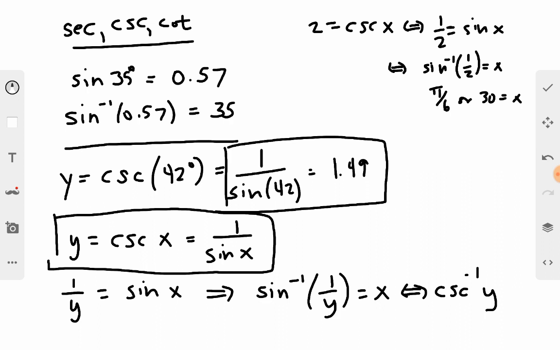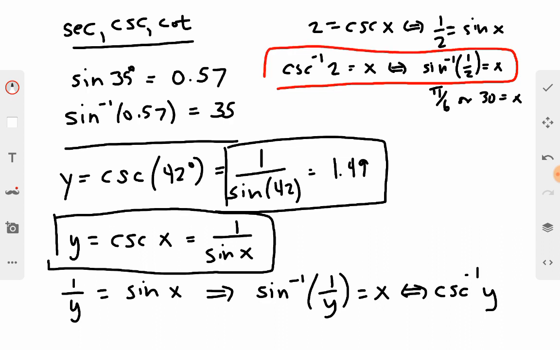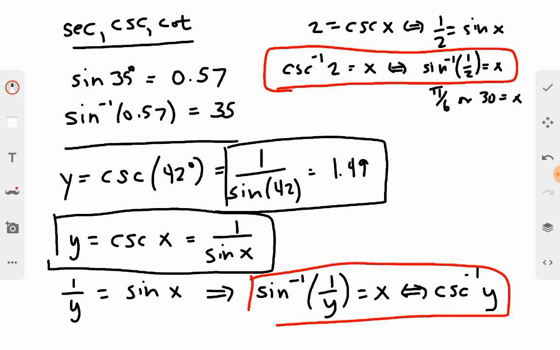And if we look, these two sides are the same. If I had taken cosecant inverse from the beginning on the left, I'd have cosecant inverse of 2 is equal to x. So that's the same as what I was saying down here. If you want to find cosecant inverse of 2 and your calculator doesn't do cosecant inverse, you do sine inverse of the reciprocal, so sine inverse of 1/2. That's the same as cosecant inverse of 2.